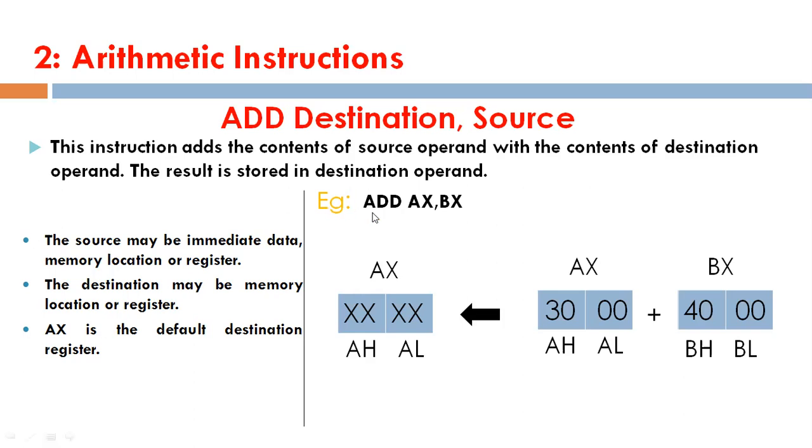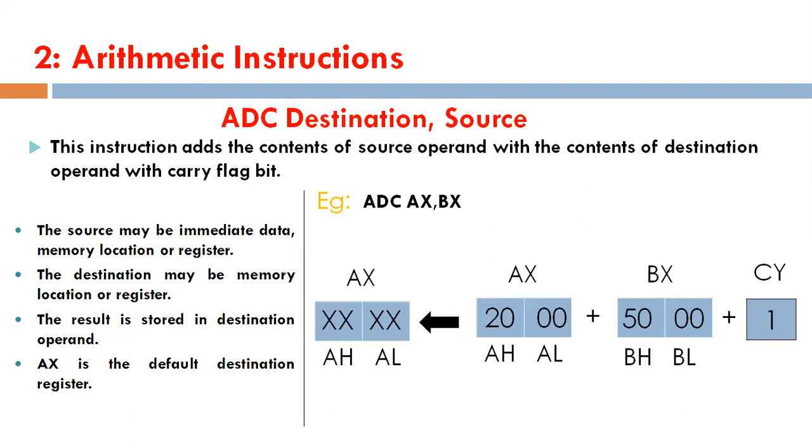Example, ADD AX, BX. Here we are adding two 16-bit registers. The contents of AX is 30 and the contents of BX is 40. If I add these, the result 70 will be stored in the AX register.